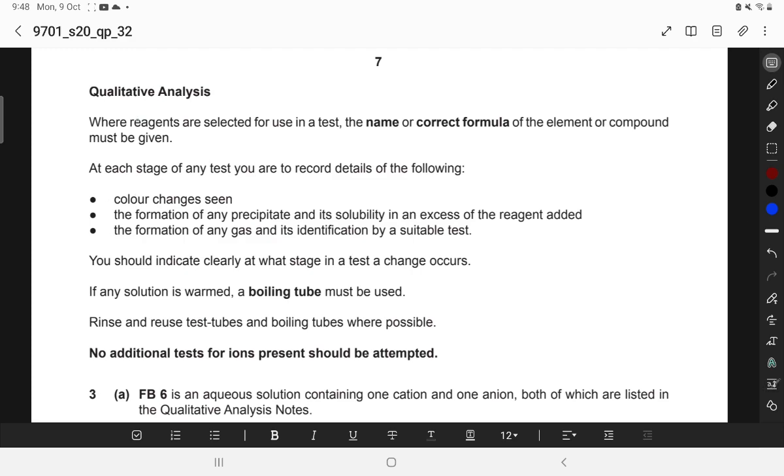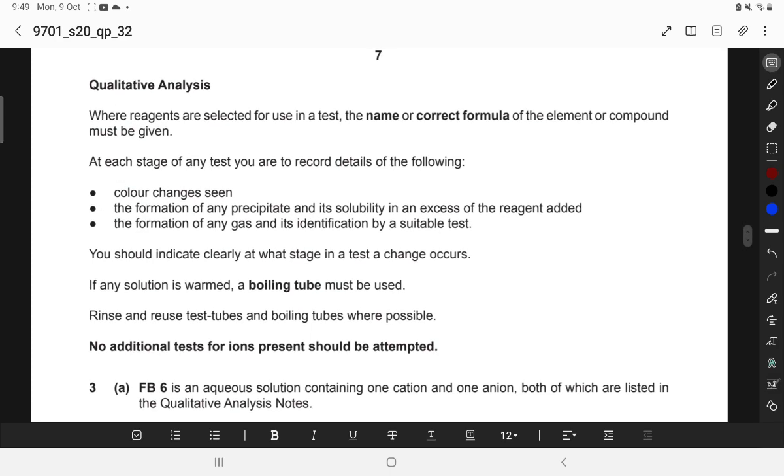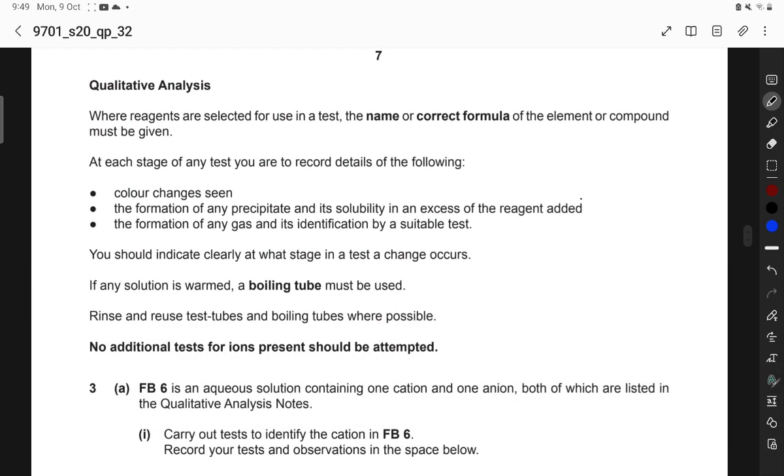Today I will discuss qualitative analysis, paper 3, question number 3. Where reagents are selected for use in a test, the name or correct formula of the element or compound must be given. At each stage of any test, you are to record details of the following: color change, the formation of any precipitate and its solubility in an excess of the reagent added, the formation of any gas and its identification by suitable test.